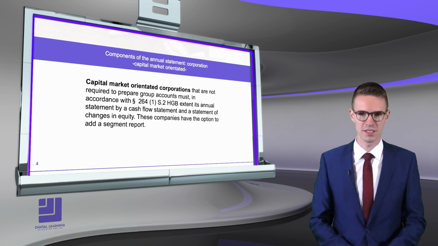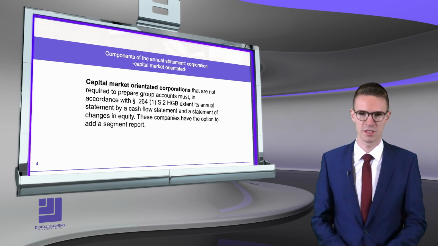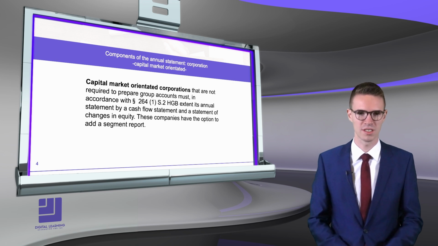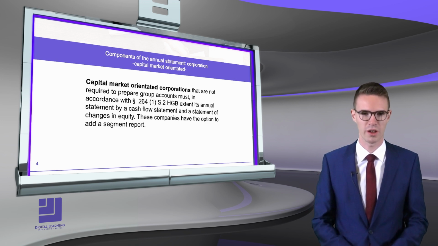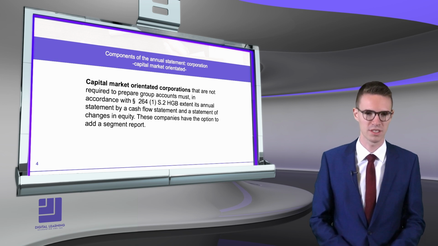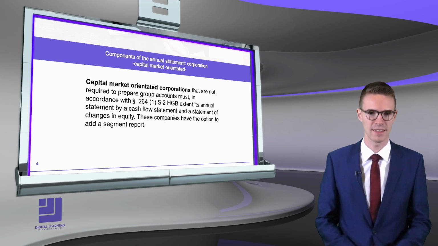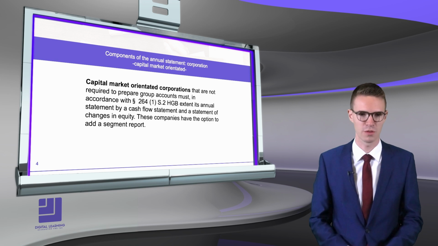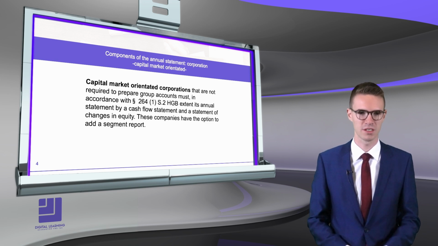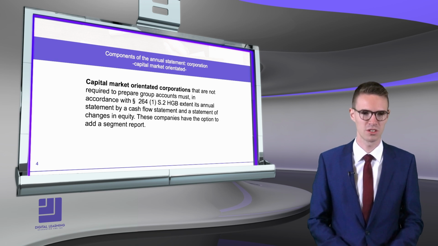Capital market orientated corporations have to create their annual accounts with the highest number of components. Capital market orientated corporations that are not required to prepare group accounts must, in accordance with paragraph 264(1) sentence 2 HGB, extend their annual statement by a cash flow statement and a statement of changes in equity. These companies have the option to add a segment report.